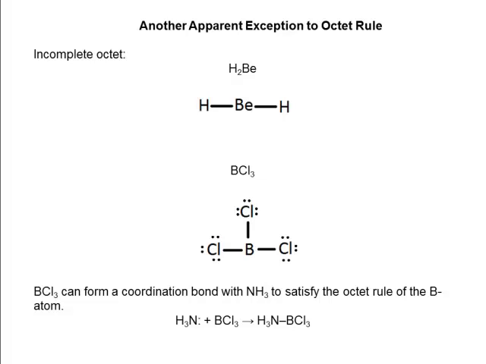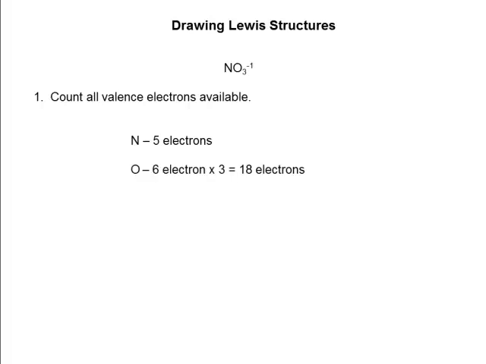All right, let's look at another example here. NO3 minus 1. The nitrate ion. Now I still have a nonmetal with a nonmetal. That makes this a covalent compound. Even though it's got a charge, it's going to have covalent bonds. All right, so we can draw its Lewis structure using these rules. So count all the valence electrons. Nitrogen has 5 electrons. We have 3 oxygens, so that's a total of 18 electrons from the oxygens.